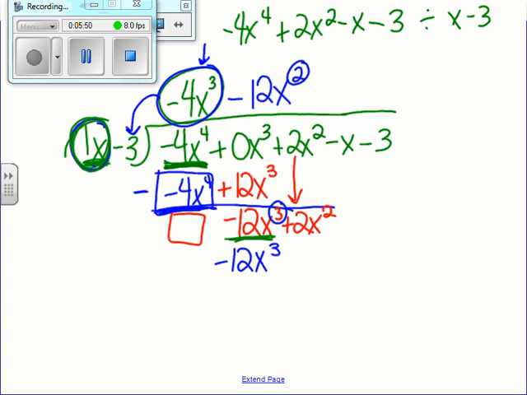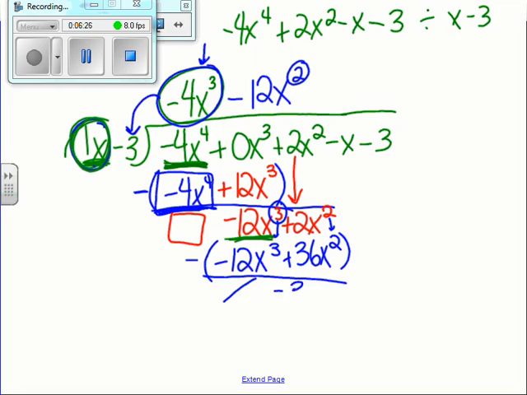Then my second step is going to be negative 12x squared multiplied by negative 3, and that's going to be positive 36x squared. And the idea is that the exponents should always line up, right? So they should always be like terms that you're adding and subtracting. So I know I'm going to multiply this whole kit and caboodle. And so I'm going to have negative 12x cubed minus negative 12x cubed, and that's going to go away. There's not going to be a term there. And I'm going to have 2x squared minus 36x squared here. And I'll have negative 34x squared left at the bottom.